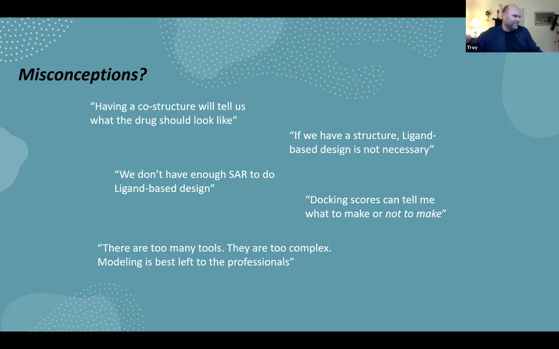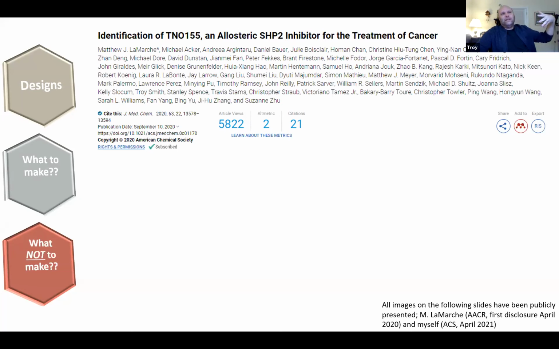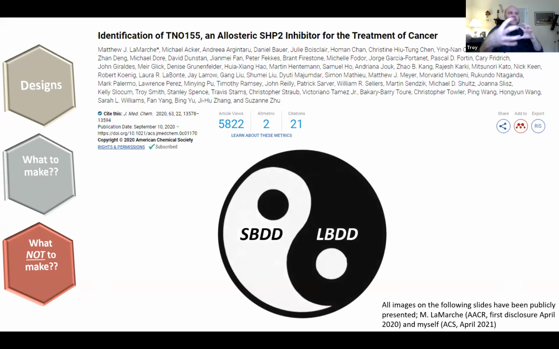So as a chemist, I wanted to talk a little bit about chemistry. This is a project that's been presented a couple of times before, so I'm not going to show anything new. But this is an example of a project that I worked on, the SHP2 allosteric inhibitors, the discovery of TNO155, which is in phase 1 in combination therapies now for cancer. This is an example, in my mind anyway, of this yin and yang of structure-based design and ligand-based design.